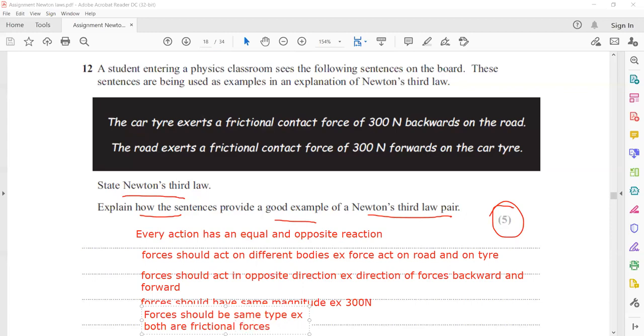So this is how we'll score the 5 marks, that we compare basically with this example. We compare Newton's third law. So the car exerts a force, the frictional force is there, that is one similarity. Magnitude is there, one is forward, one is backward, that is opposite. One is acting on the road, another one is acting on the tire.